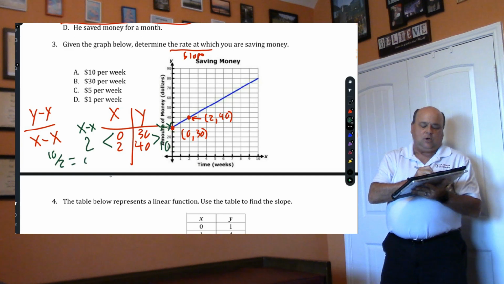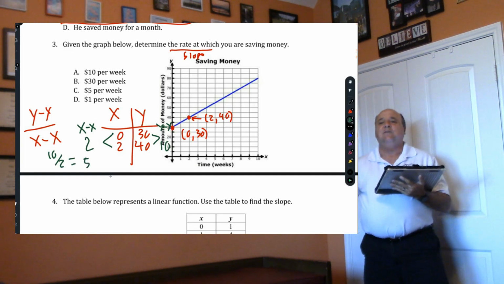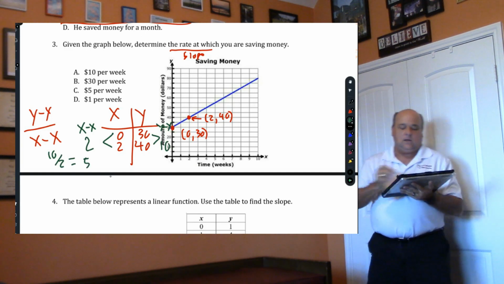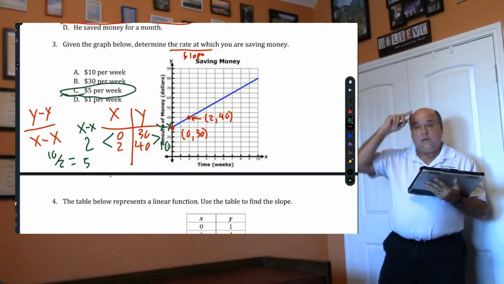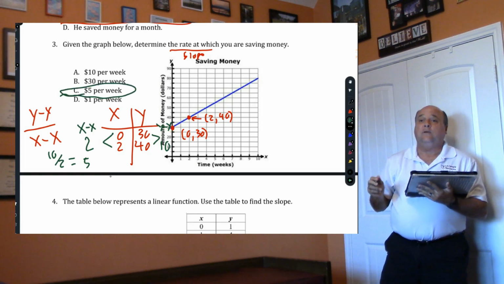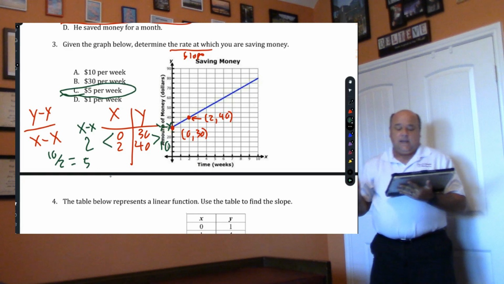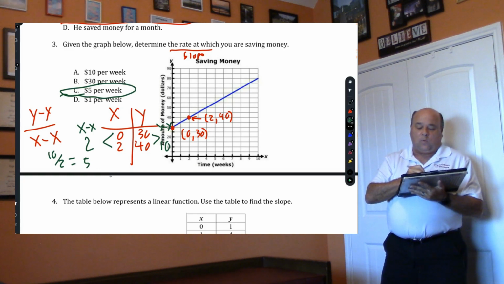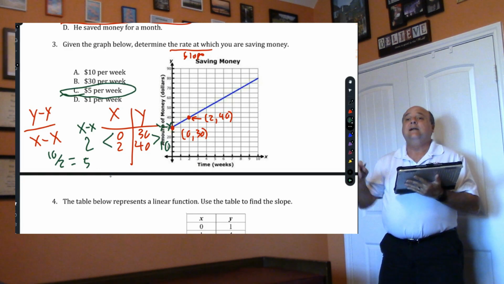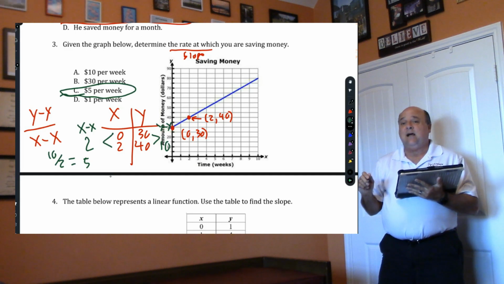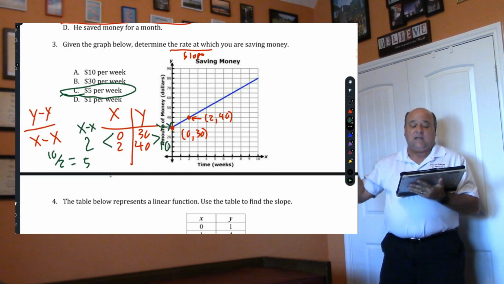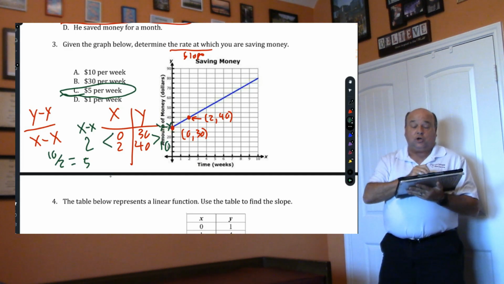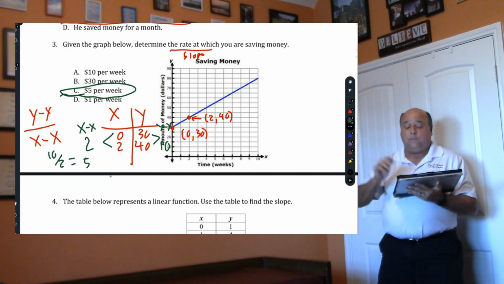10 divided by 2 is 5. So I'm saving $5 per week, which is what the slope will be. If you put that into the T-chart, that's what it's going to give you, okay? It's going up and over 1, but the scale on the y-axis is not 1, it's by 5s. So you're saving $5 a week. Make sure you're writing down the ordered pairs so you don't mess up.